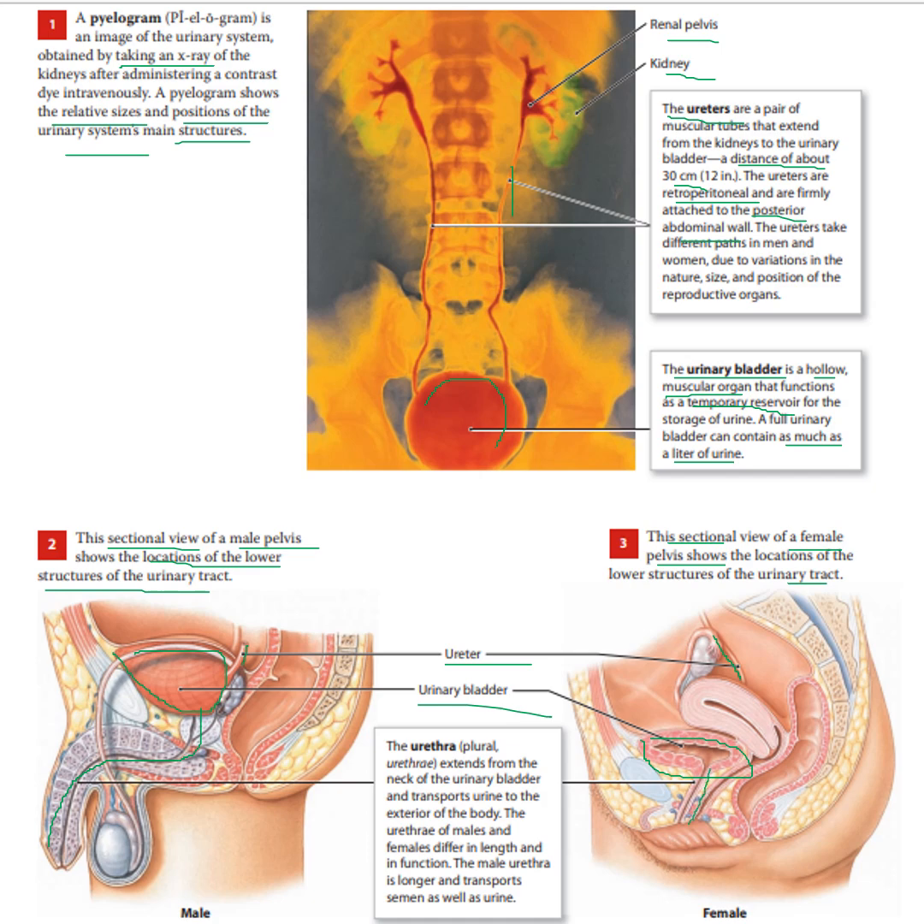As you can see, the male urethra is longer than the female urethra. The urethra extends from the neck of the urinary bladder and transports urine posterior to the body. The urethra of male and female differ in length and function. The male urethra is longer and transports semen as well as urine, and the female urethra just passes the urine.